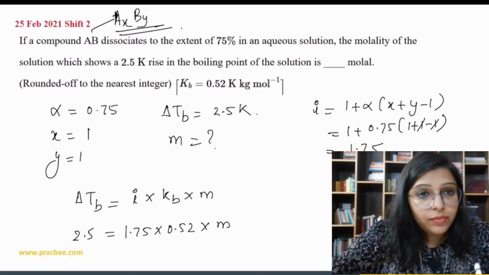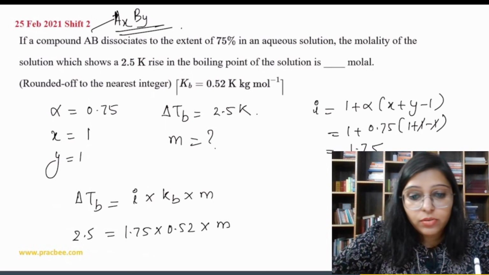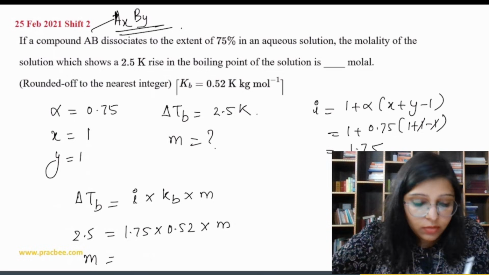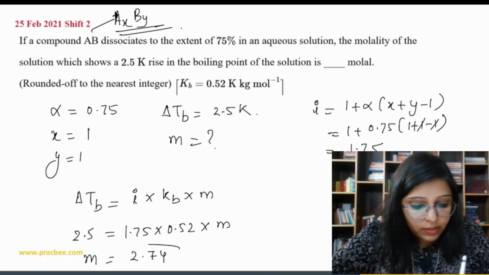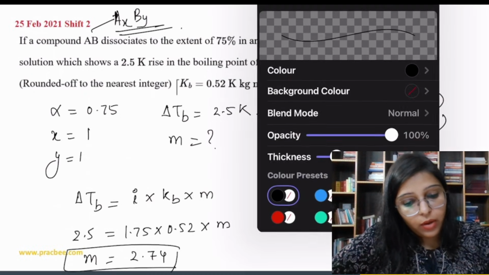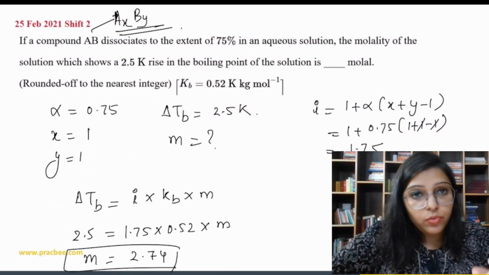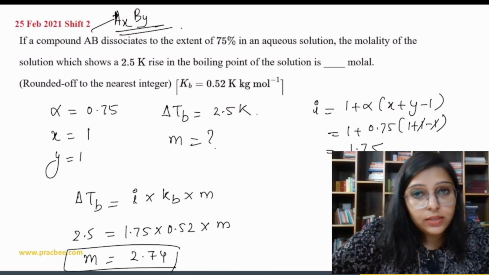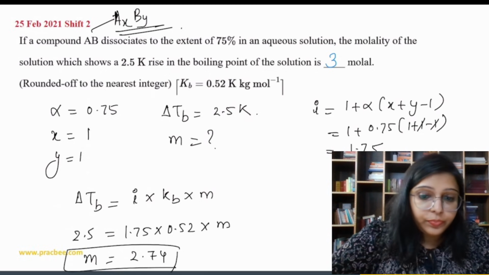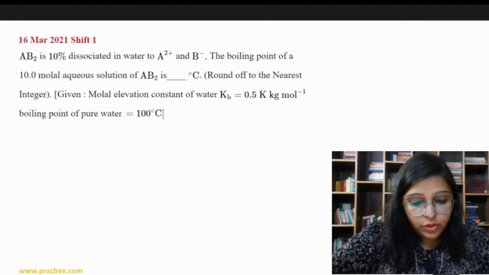Because we are finding out the difference, right? We are finding out the difference. So when you solve this, you get molality equal to 2.74 molar. And when you want to report the answer in the nearest integer, this is going to be 3 molar. Okay. Now let's do the next question.